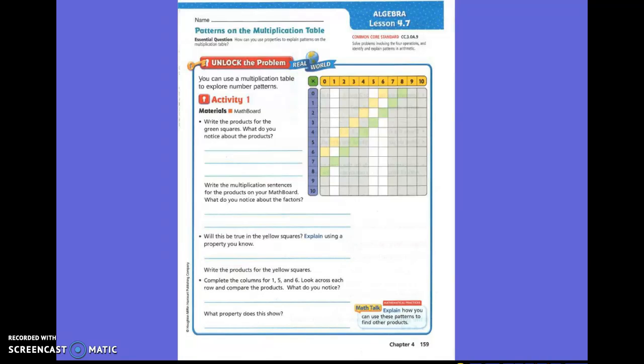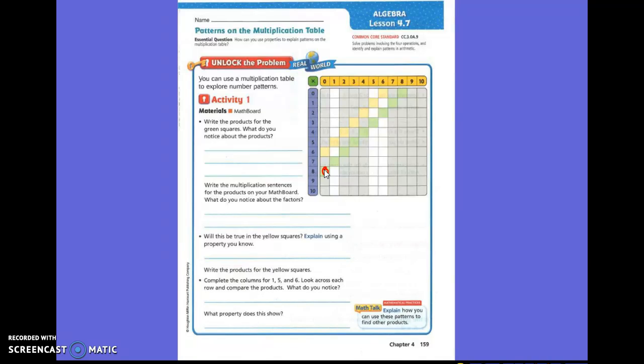We'll start over here on the row. Okay, row is only 8, right? Yes. And then if you go down, it's 0. If you look at the yellow, 8 and 0. So what is 8 times 0, guys? 0. Okay, so write that in on the first green square.